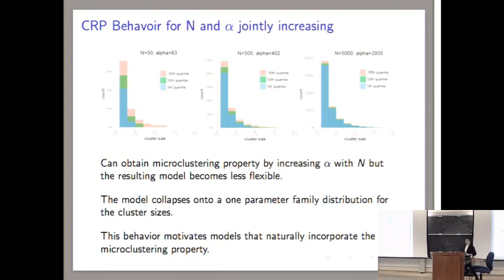That also happens when you look, for example, at the Pitman-Yor distribution, when you're trying to look at data of this form. If you think about these as being different parameters, you want a very flexible type of distribution to fit here. So these are the types of simulations that motivated the models to try and incorporate the microclustering property.